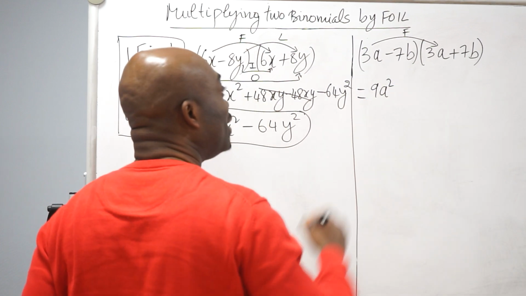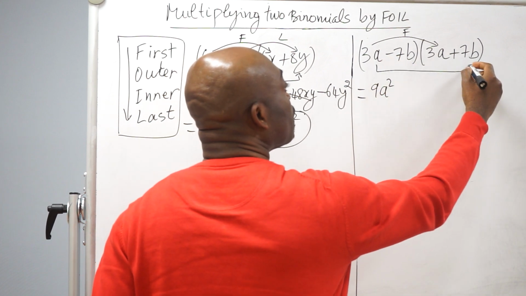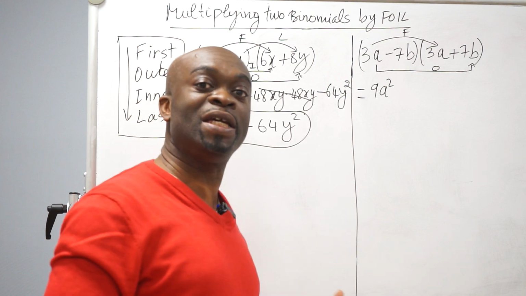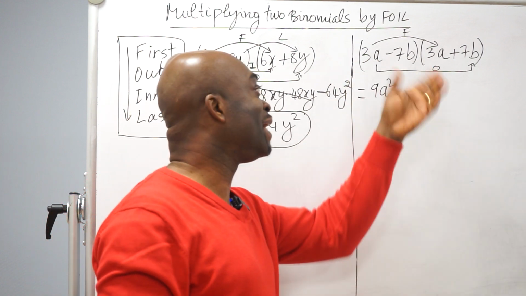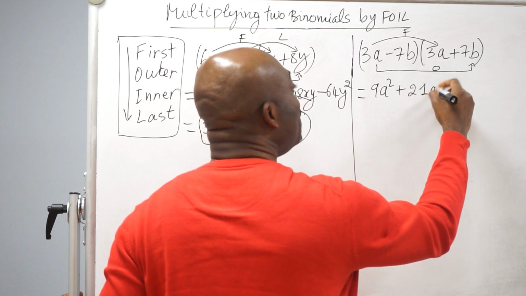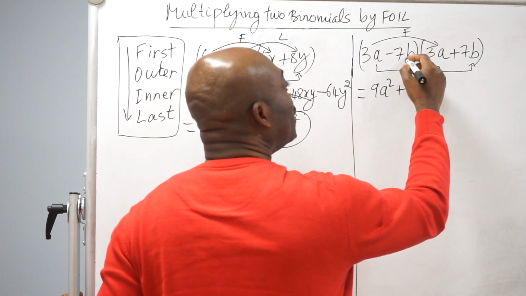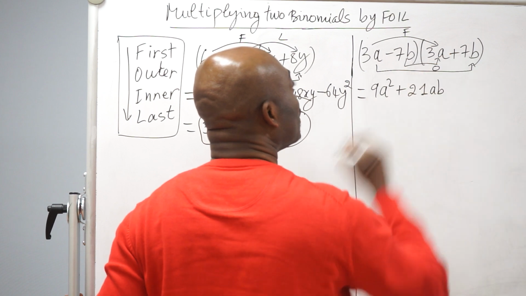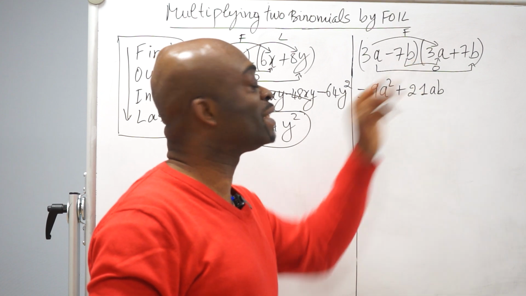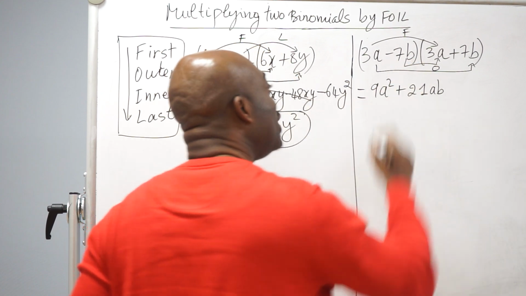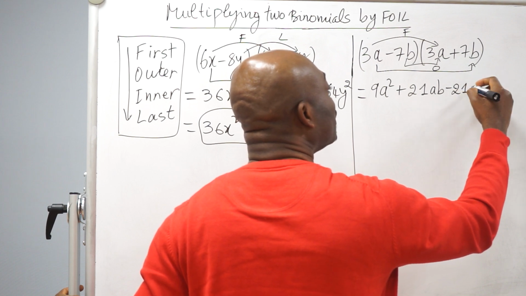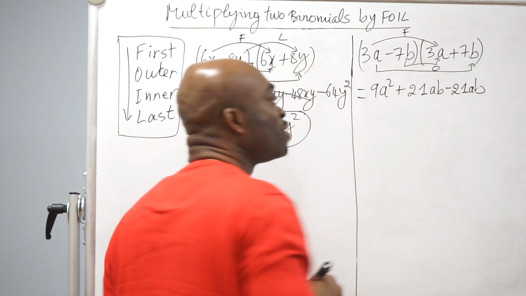Okay. And then we have the outer. All right. So 3a times 7b. So 3 times 7 is 21. a times b is ab. So it is plus 21ab. And then the inner, okay, so we're taking negative 7b times 3a. So negative 7 times positive 3 is going to give us what? Negative 21. Then ab, because you can't go further than that.